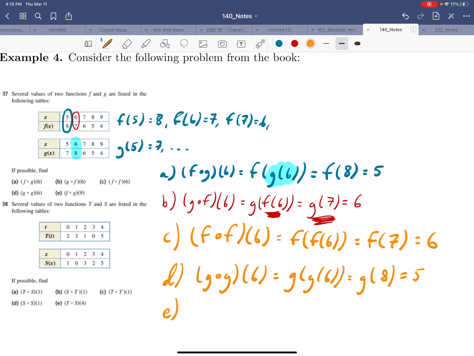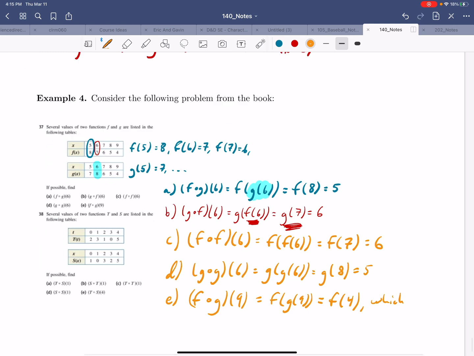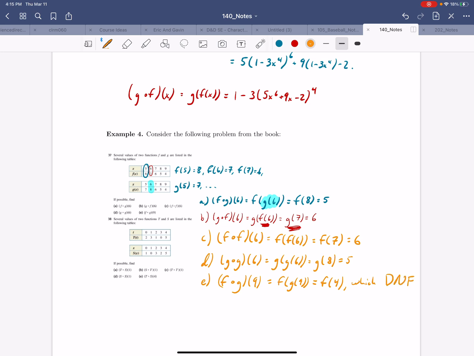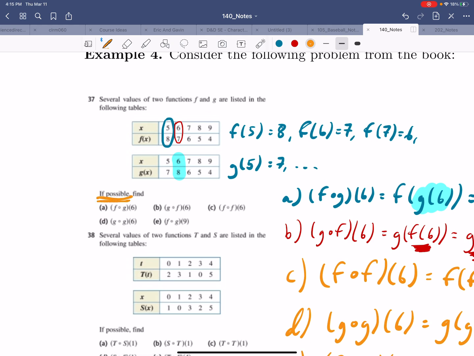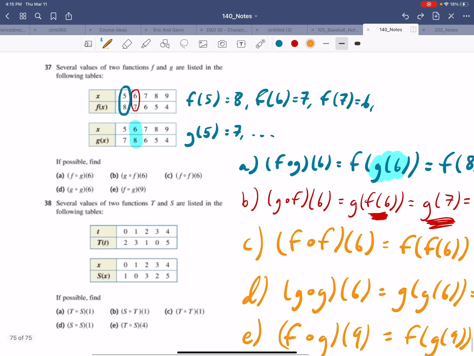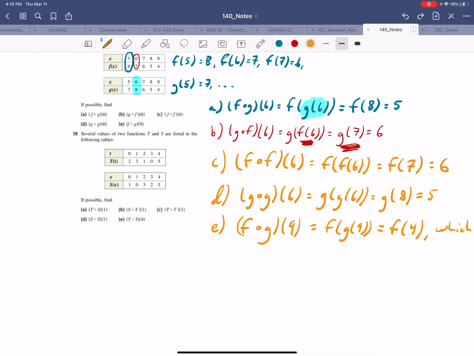Let's see what we've got here. Well, that's going to be f of g of 9, of course, as always, right? g of 9 is 4. Now, something kind of interesting happens right here. There is no f of 4. Notice that, right? There's no f of 4. So I'm just going to say that this does not exist, right? So note that they say, if possible, find these things, right? It's not possible to find f of 4. Okay? So sometimes that just happens.